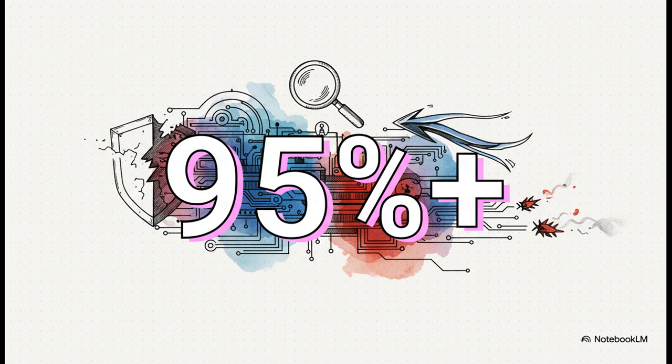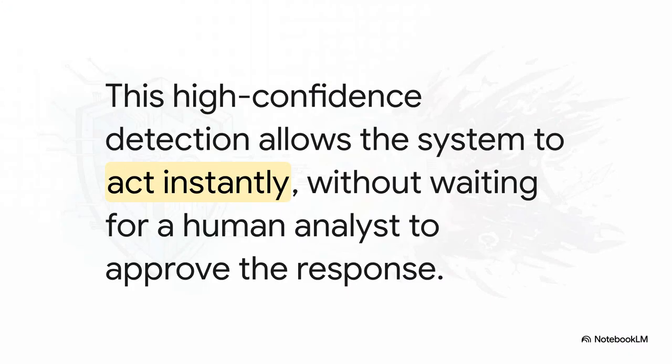The source material states that AI static analysis can sniff out malware with over 95% accuracy before it even gets a chance to run. Think about that. That's an incredibly high level of confidence. And that level of certainty is a total game changer. When you're that sure something is malicious, you can't afford to wait for a human to click a button. Human response times are measured in minutes, maybe even hours. Modern attacks are over in seconds. Automation is the only way to even stand a chance.